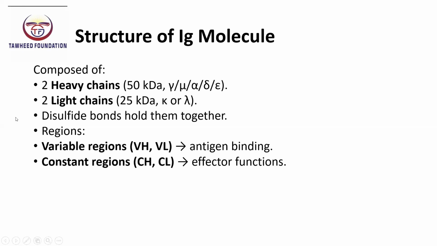The antigen binding site is formed by the variable regions of both the light and heavy chains, located at the amino terminal end. The carboxy terminal portion of the heavy chain forms the Fc region, which is responsible for biological functions such as complement activation and binding to Fc receptors on immune cells.